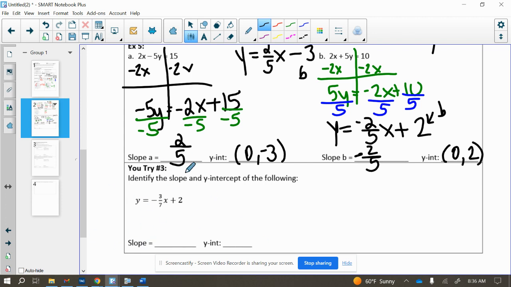Try number 3 on your own. They already have it in y equals format for you, but what would your slope be, and where would your y-intercept be?